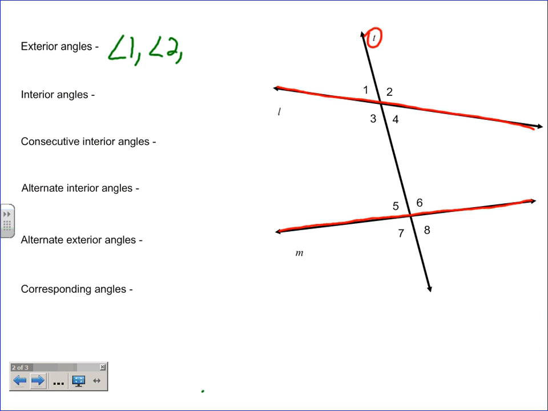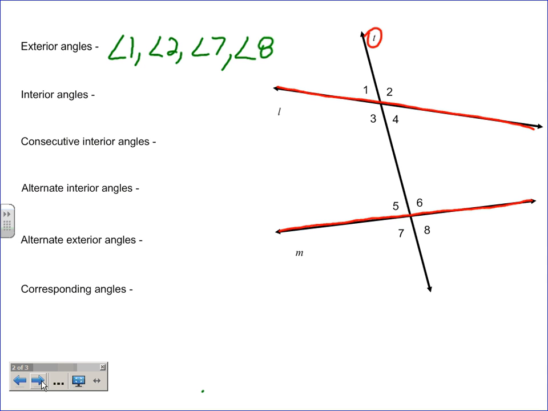And so if we keep going, another one is angle 7. Are there any more, or have we listed them all? Yes. Angle 8. Very good. So those would be considered exterior, or outside those two lines. Again, if we start talking about a different transversal, all these answers, well, not all of them, but some of them will start changing.